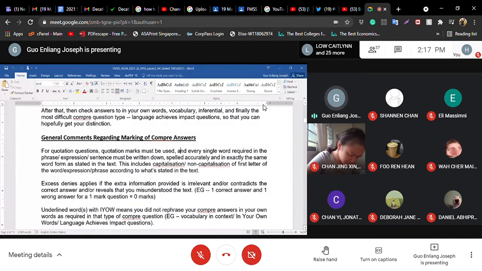All right. So next one, you also need to make sure that every single word required in the phrase or the expression or the sentence, they need to be written down and they need to be spelled accurately and in exactly the same word form as stated in the text. So later we'll go through some of these code questions.